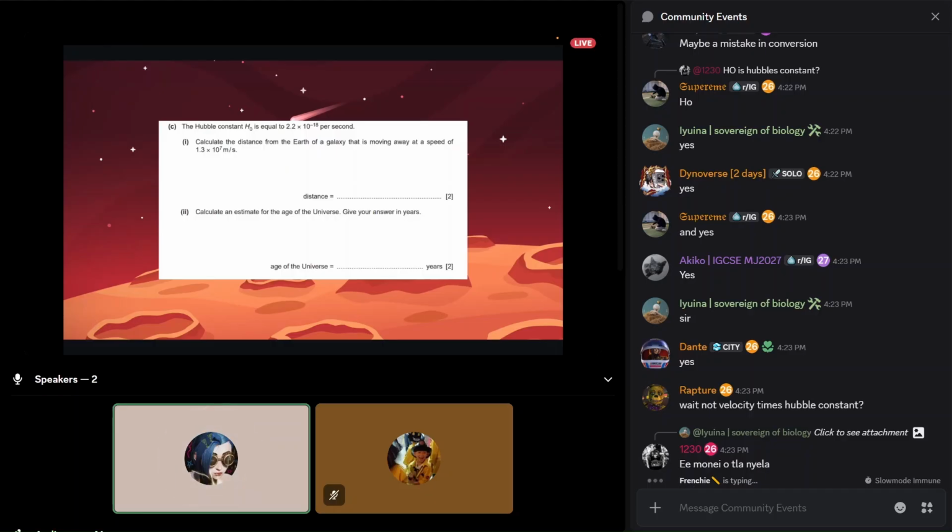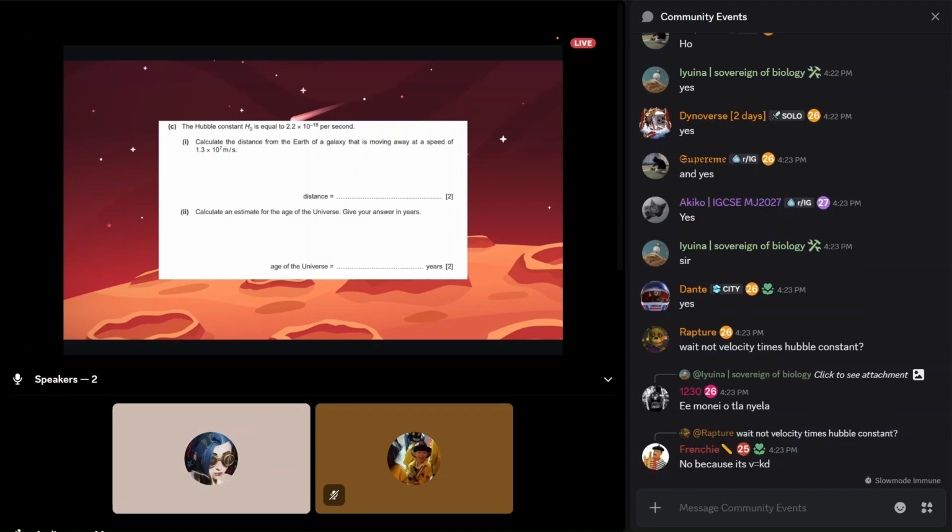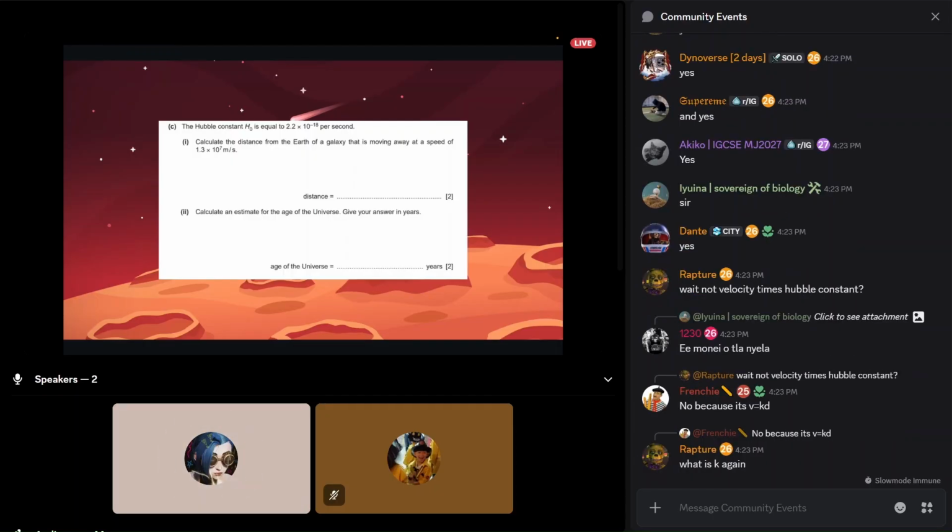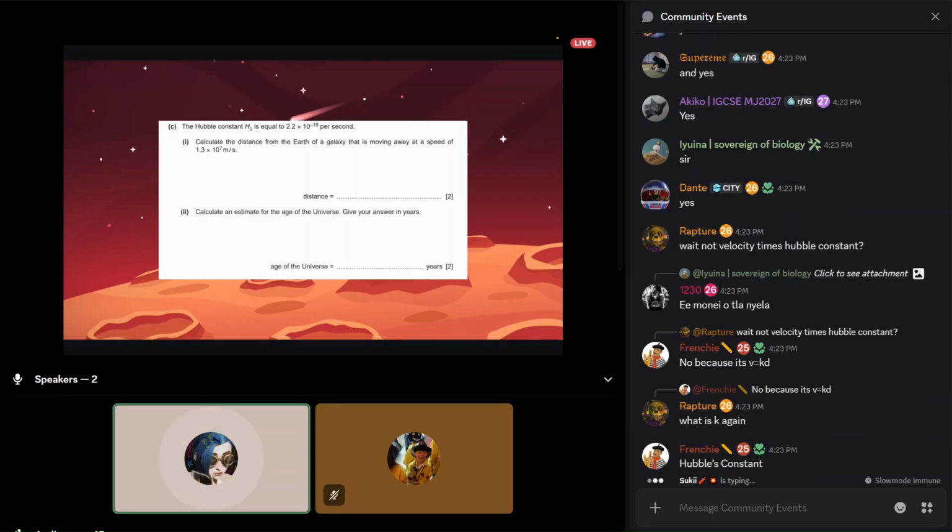Velocity times Hubble's constant? No. Because V equals Hubble's constant times distance, right? So if you want distance, you have to divide both sides by Hubble's constant to isolate D. Actually, K just means Hubble's constant. I just used it as a placeholder.